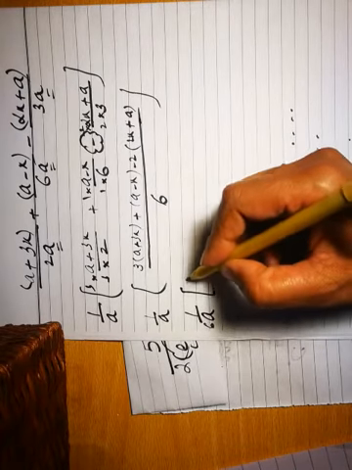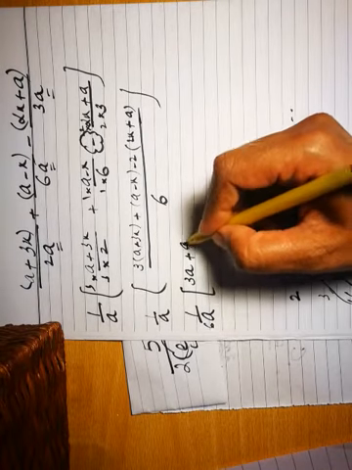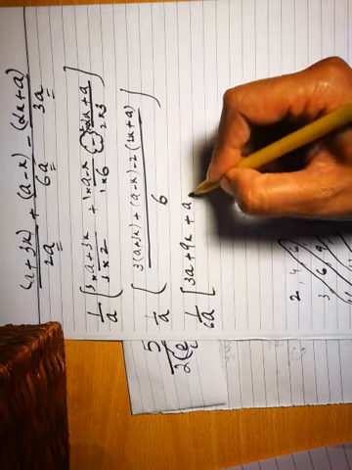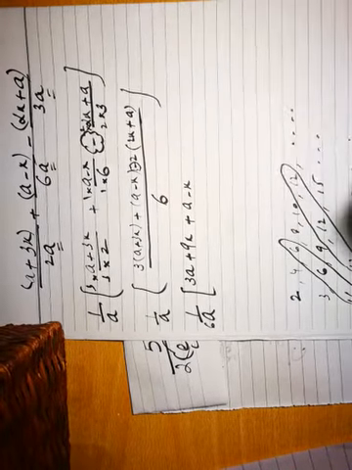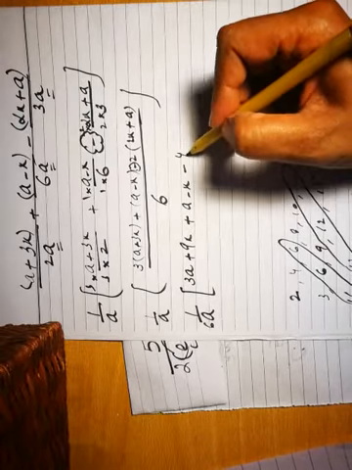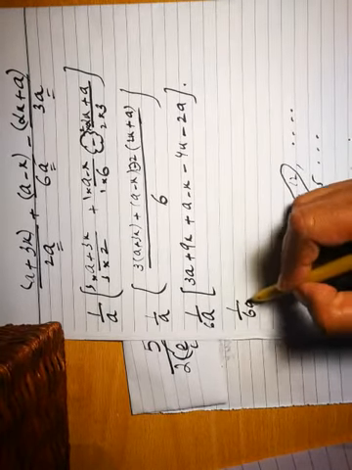3 times a will give me 3a. 3 times 3x will give me 9x plus a minus x as it is. But because of this negative, both signs will be changed. So minus 4x minus 2a. Now simplify. 1 over 6a as it is.